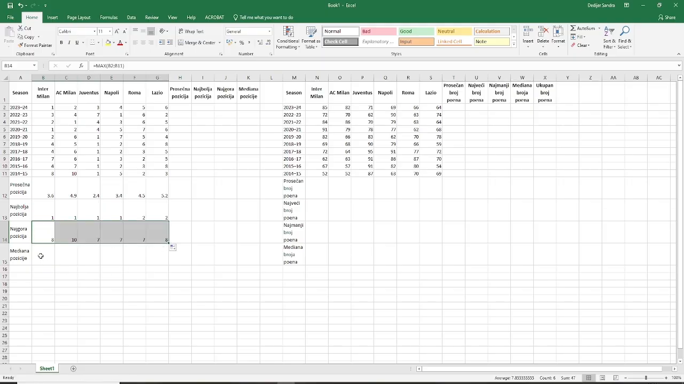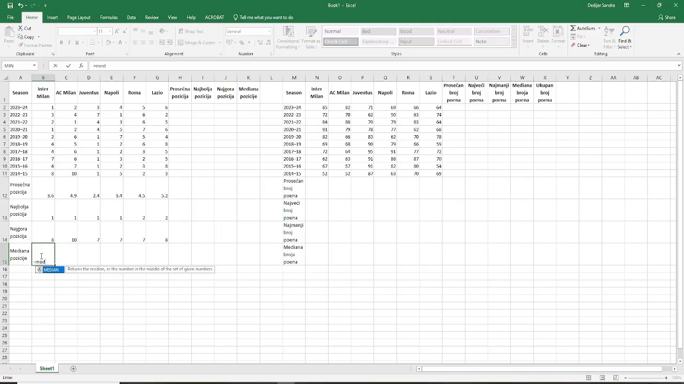We use the formula median, so equals median from B2 to B11 for Inter Milan to calculate the median position of the club. In this case, we can see that Inter was ranked first, second, or third in 5 seasons and lower in the others. We calculate the same for other teams by dragging. It is visible that Juventus has the best results.